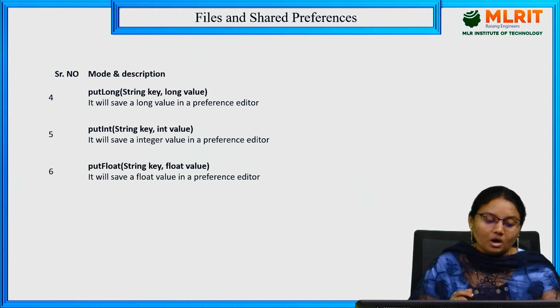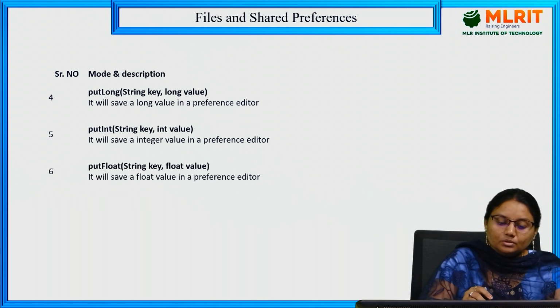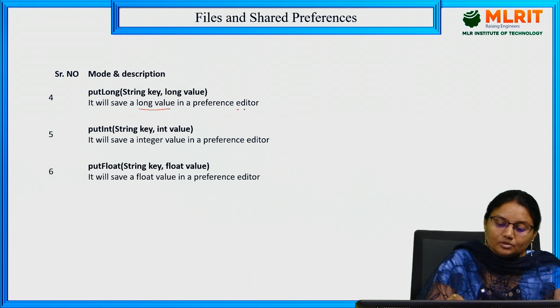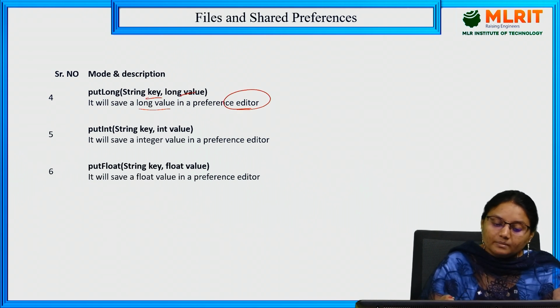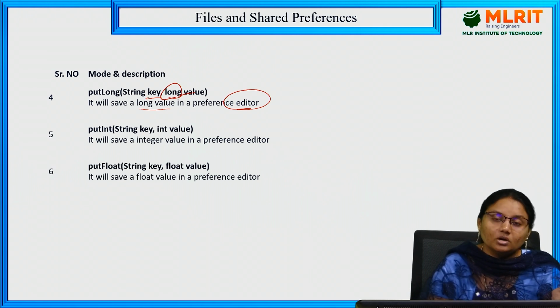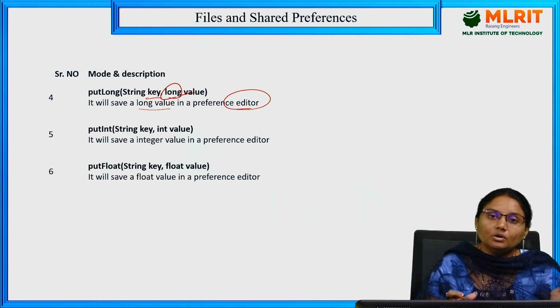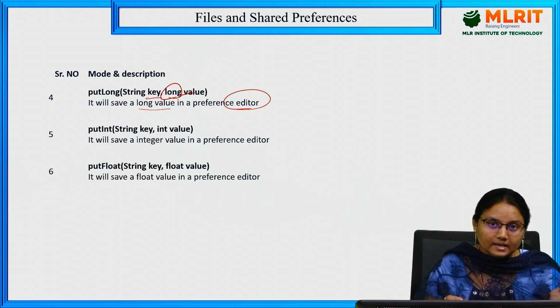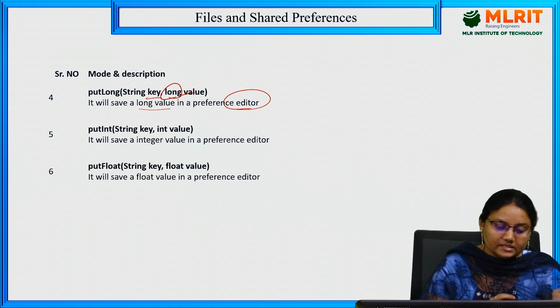putLong is used to save a long value in the preference editor. It is again a key-value pair, but you are giving the type. You are changing the type of value to long, because the length of your value will be longer than the previous or the existing one.